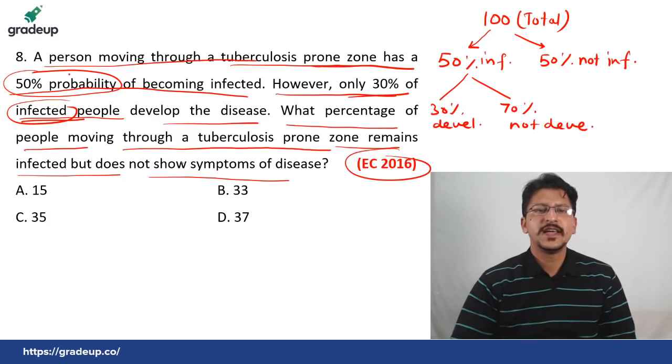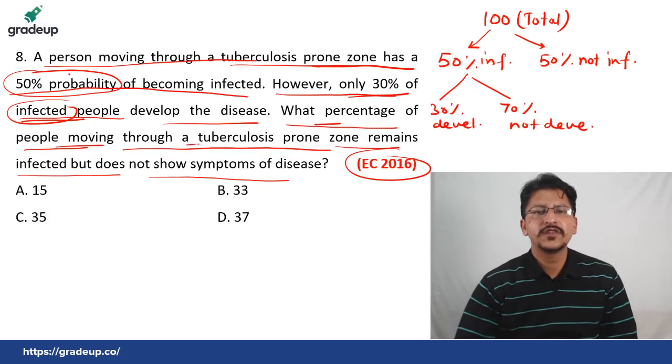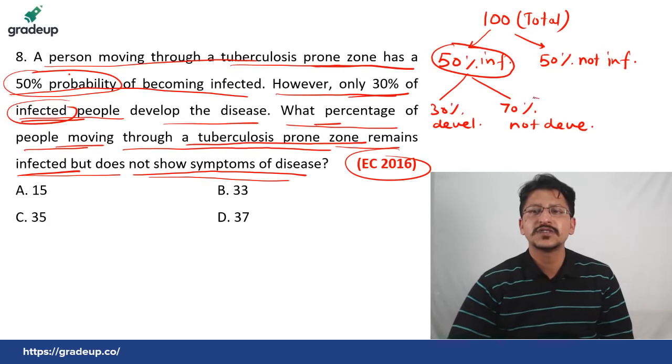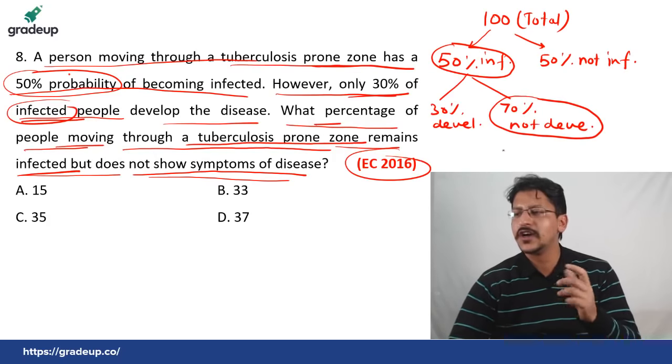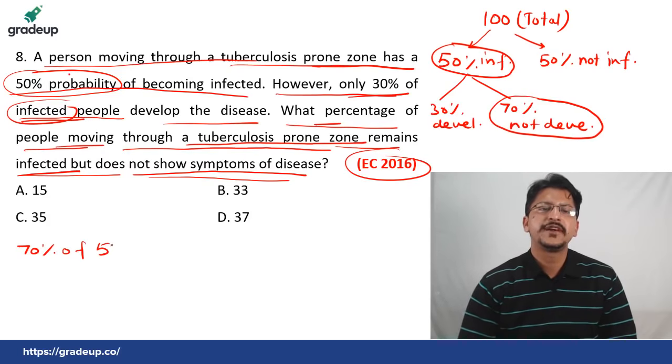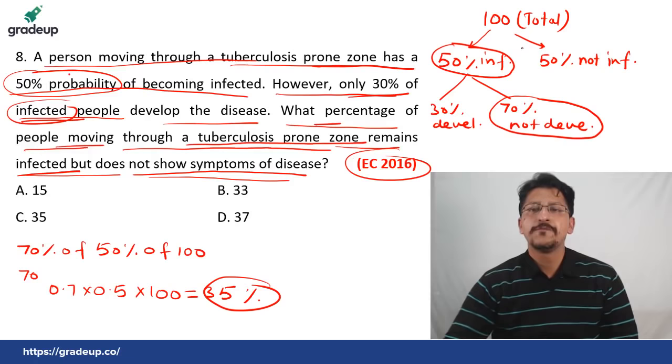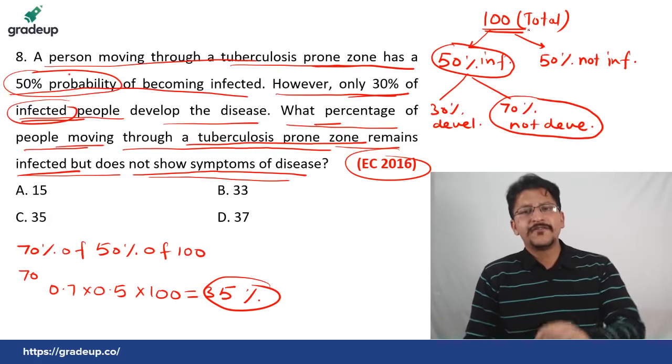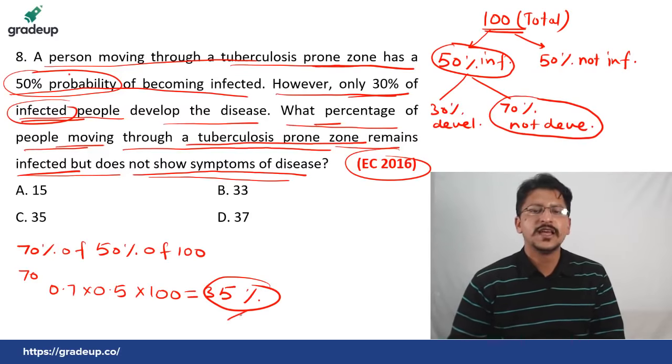Now it is asking what percentage of people moving through the tuberculosis prone zone remains infected but does not show symptoms of the disease. That means in those, the symptoms of the disease have not developed. So what will that be? That is nothing but 70% of 50% of 100. Basically 0.7 into 0.5 into 100, and that will give you 35. So the percentage of people who pass through this tuberculosis prone zone and become infected but the disease does not develop in them is only 35%.